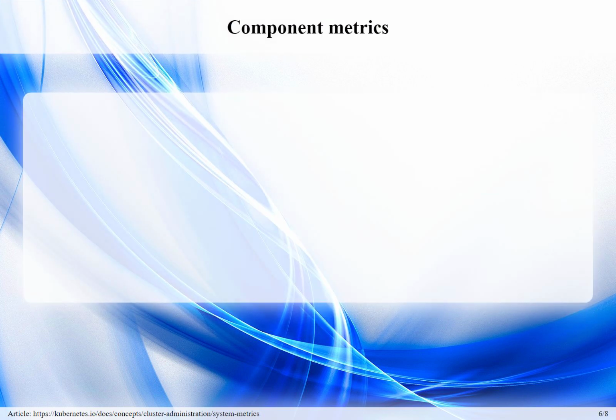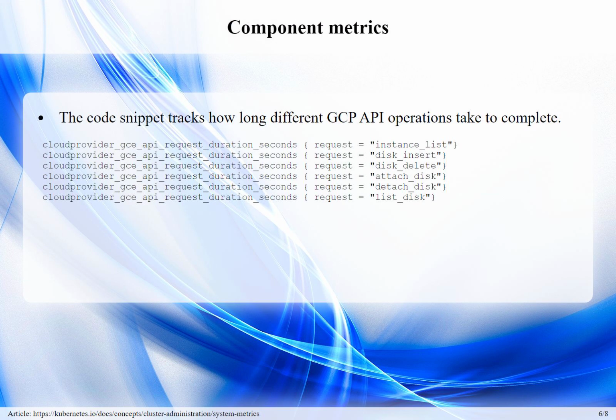Component metrics. The code snippet provides metrics for Google Cloud Platform, GCP, API request duration in seconds for various operations such as listing instances, inserting disks, deleting disks, attaching disks, detaching disks, and listing disks. Each entry specifies the request type, e.g., instance_list, disk_insert, along with the corresponding duration in seconds, allowing administrators to track the performance of these specific operations within the GCP cloud provider.